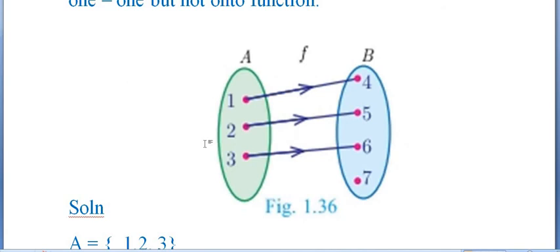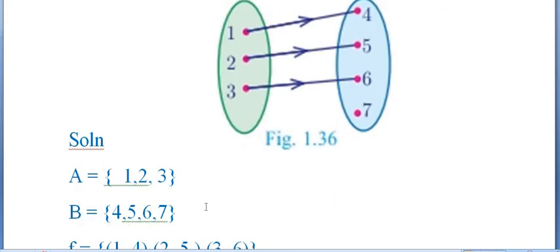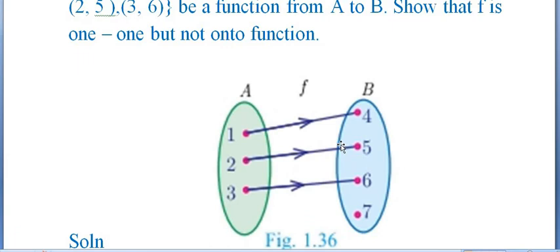Now this is the set A, this is the set B. Now 1 is mapping with 4, 2 maps with 5, 3 maps with 6. B is the set of 4, 5, 6, 7 and they have given: show that f is 1-1 but not onto function.